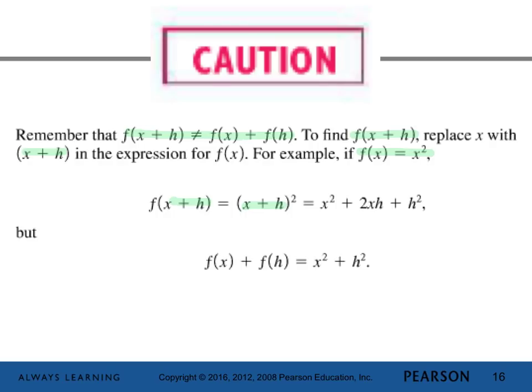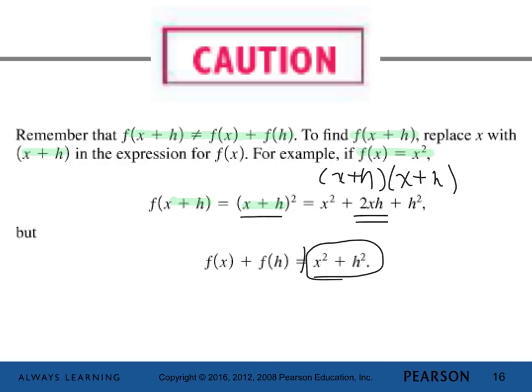And keep in mind that not only does f of x plus h not equal f of x plus f of h, it also does not equal x squared plus h squared. Because when you square x plus h, you are actually saying x plus h times x plus h. You will have a middle term. That is very, very important.